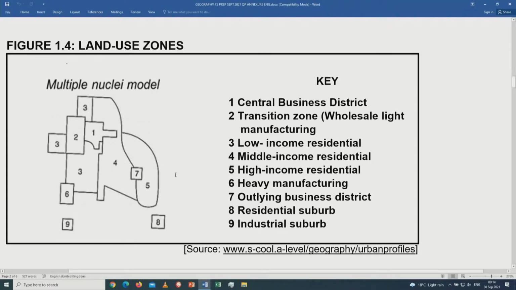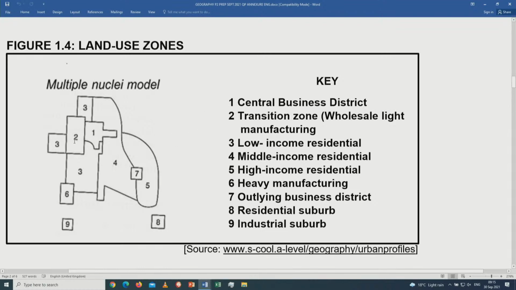Okay, remember, this is a very, very important one that falls under these models. We have land use zones. We also have a model here, which is multiple nuclei. This model, as you can see here, at 1 is our nuclei where we have the central business district.